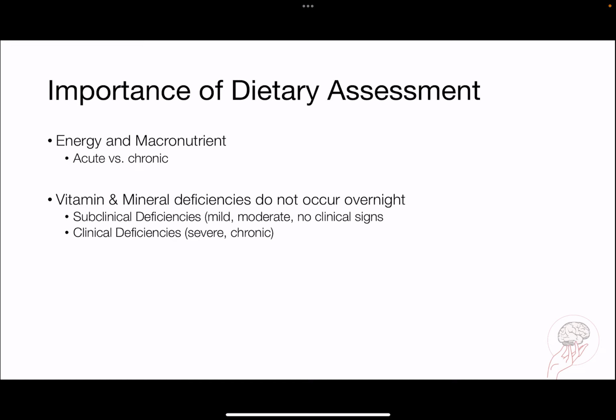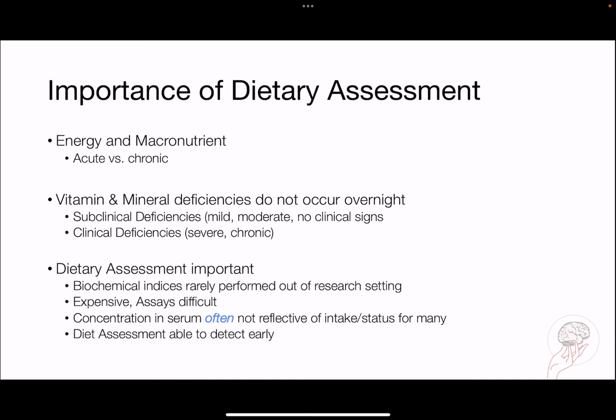Subclinical deficiencies, we would see this mostly, say, in like vitamin D, maybe a moderate anemia, whereas a clinical deficiency is severe and chronic. This could be something like if you have an individual who has a substance use disorder, is using a lot of alcohol, and they have a thiamine deficiency that has then progressed into a neurological impairment.